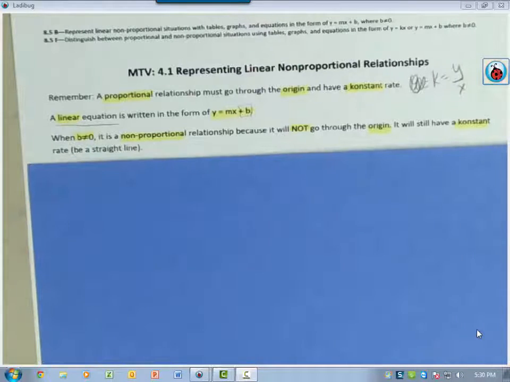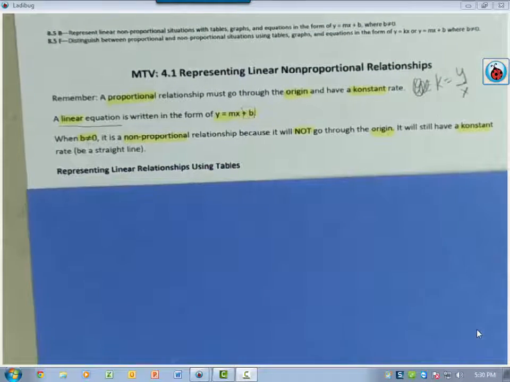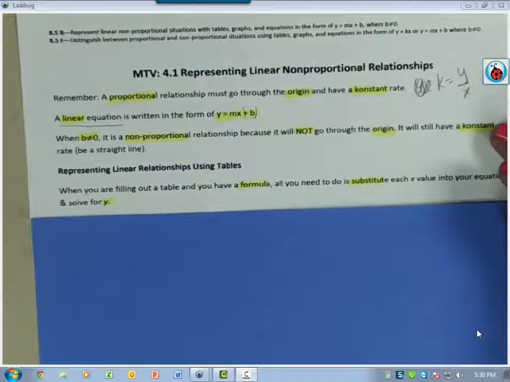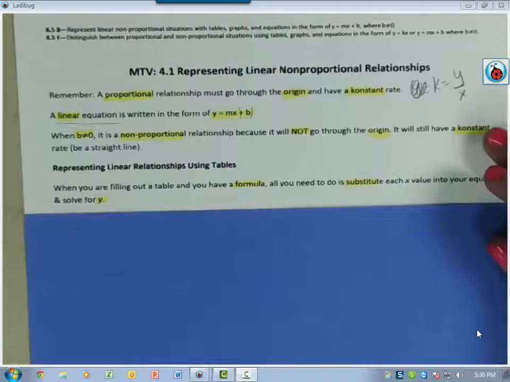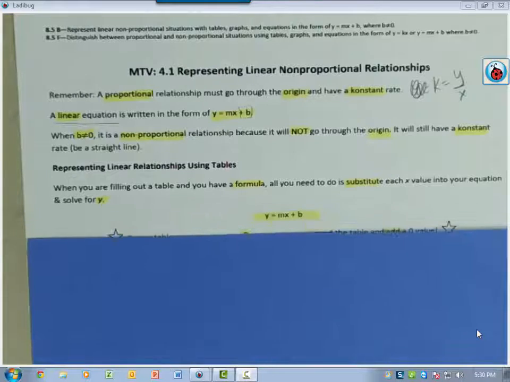So, how do we represent linear relationships using tables? Well, when it gives you a table and it gives you a formula as well, all you need to do is substitute each x value into your equation and solve for y. I know that sounds confusing, it's really not. We're going to do examples later.